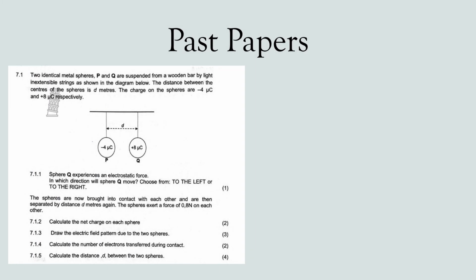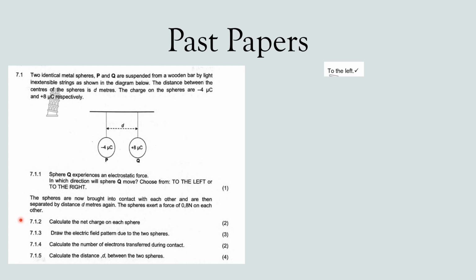Two identical metal spheres, P and Q, are suspended from a wooden bar by light inextensible strings, as shown in the diagram below. The distance between the centers of the spheres is d. The charges on the spheres are -4 and +8. Sphere Q experiences an electrostatic force. In which direction will sphere Q move? Choose from to the left or to the right. This is sphere Q, and this is positive and negative. Opposite charges attract each other, so Q will move towards P, which is to the left.